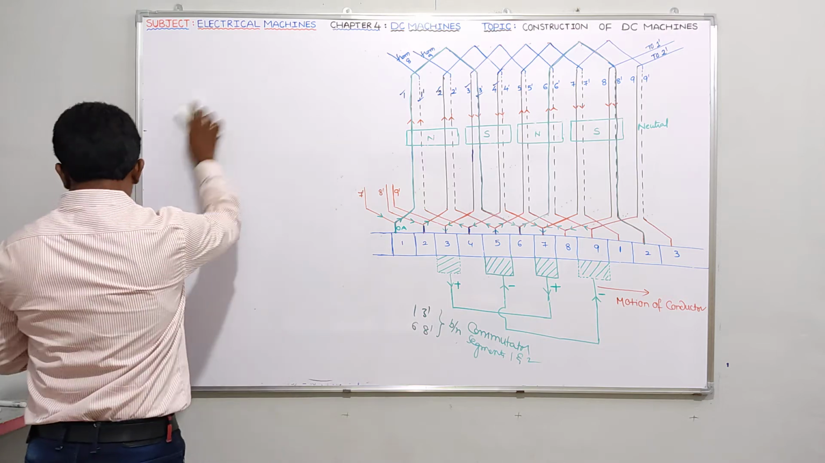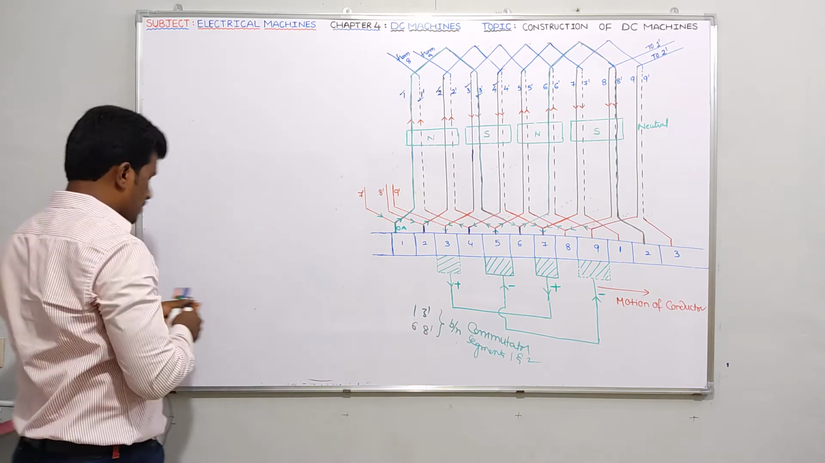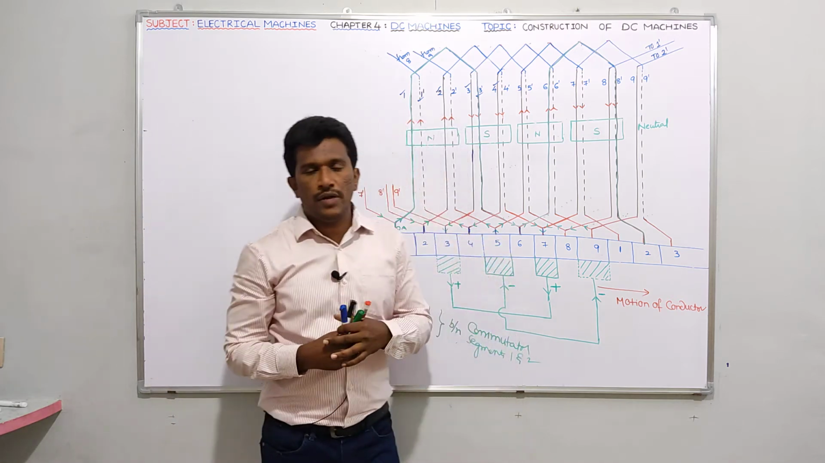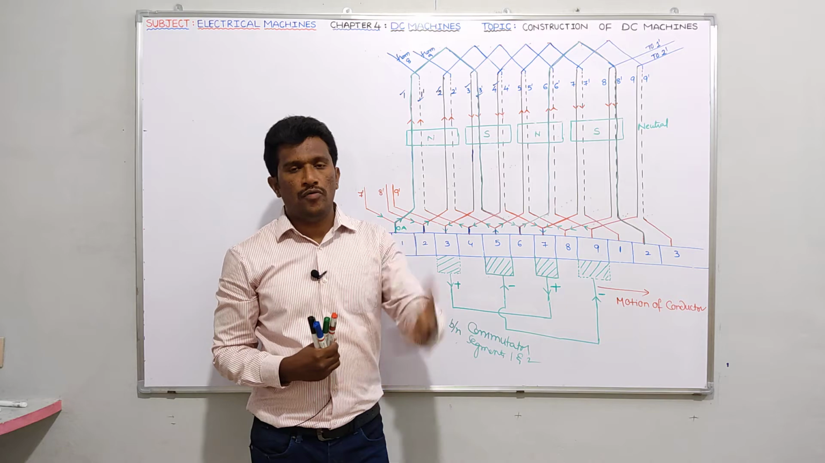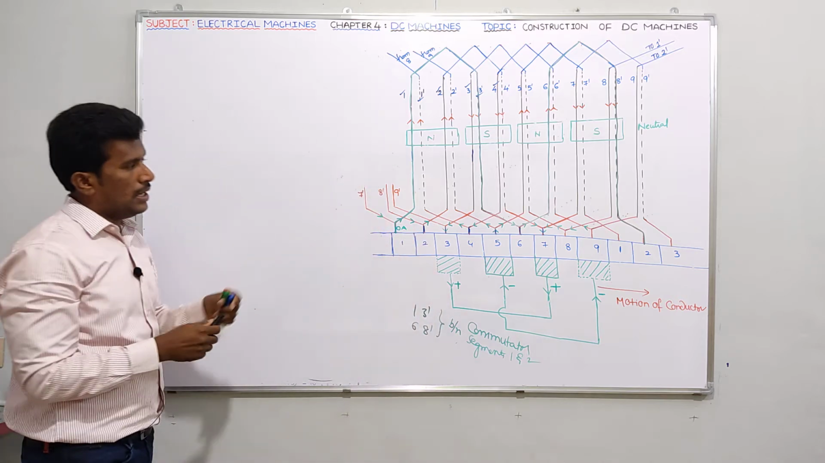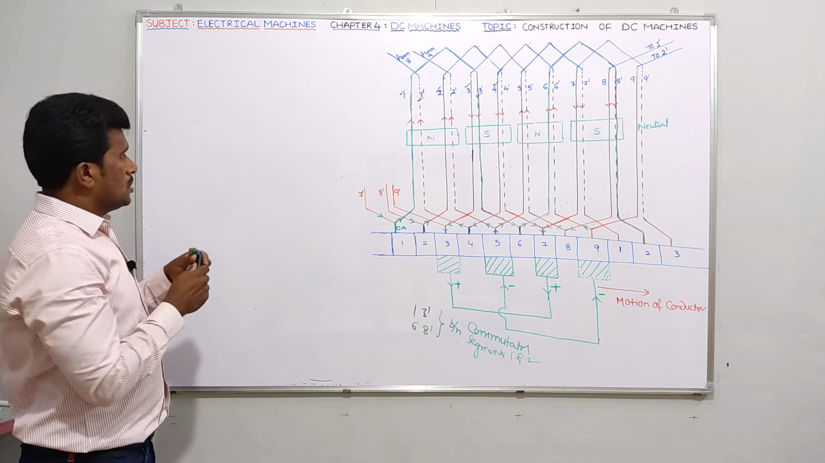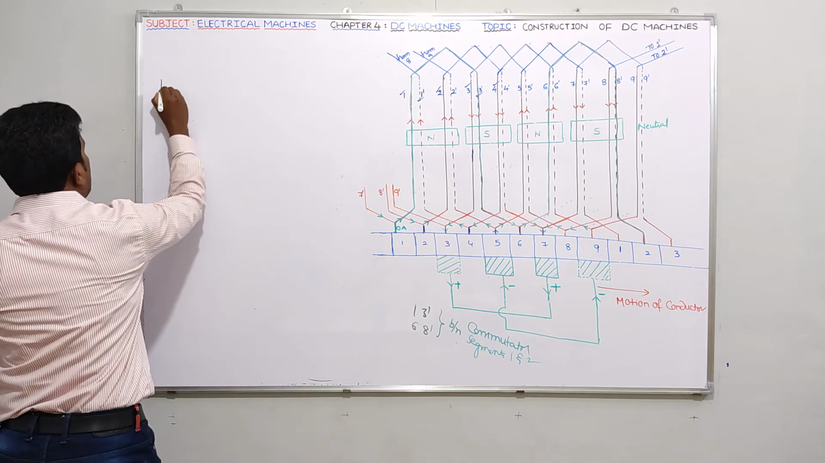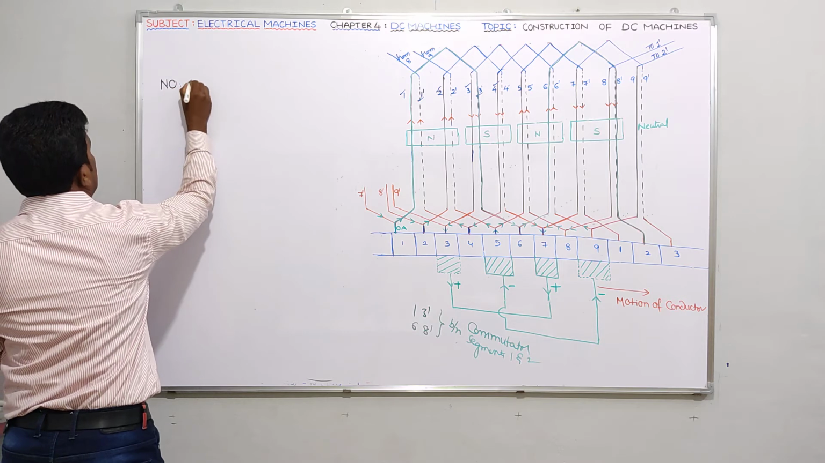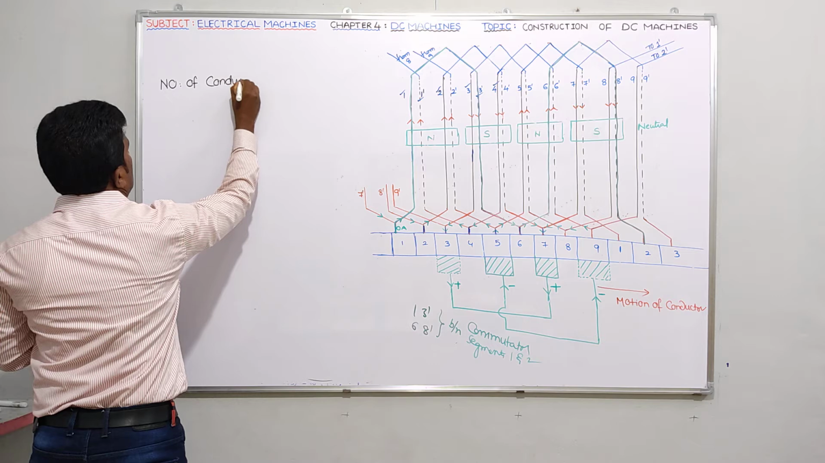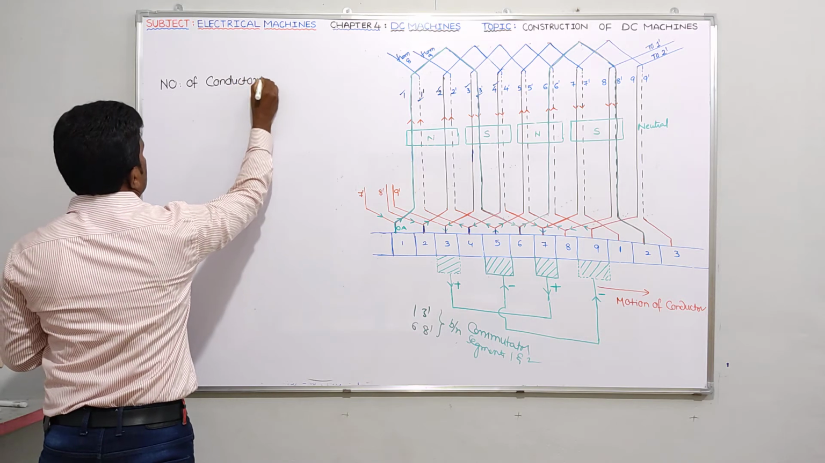Right. Now please tell me where lap winding will be used and where wave winding will be used. That I am just giving here, and with that we'll end this session. First of all, let us assume that the number of conductors equals Z.